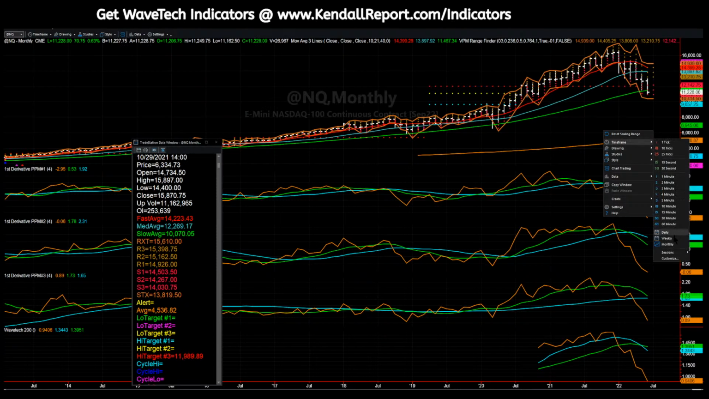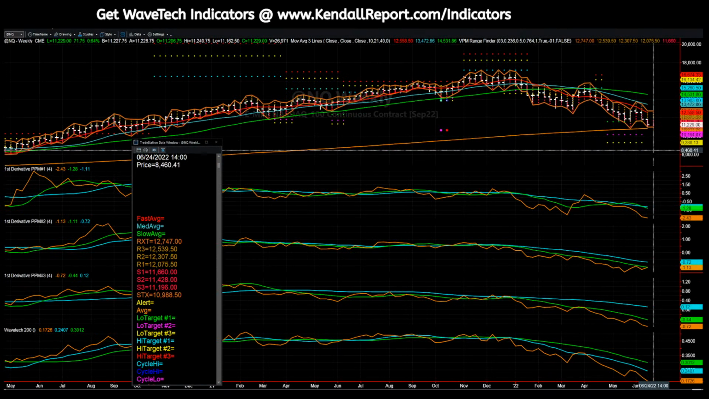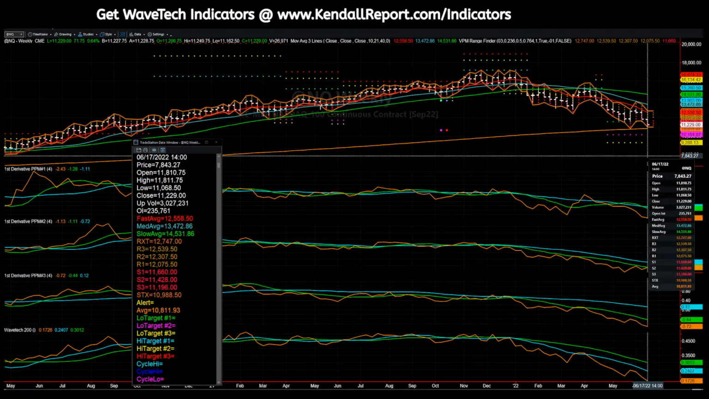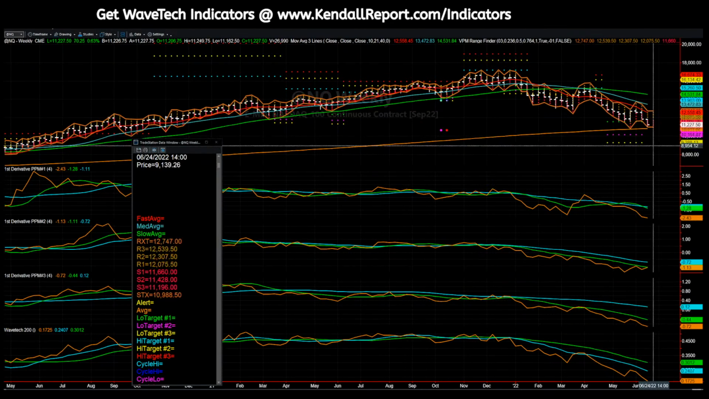So we'll just do a quick top down since we got a long weekend here. We're almost at the STX number, 10,988. The low is 11,068 on the week. So we're just about into STX here. We've also got the 200-week moving average here, which is sitting at 10,811. And that's probably something that's going to hold.